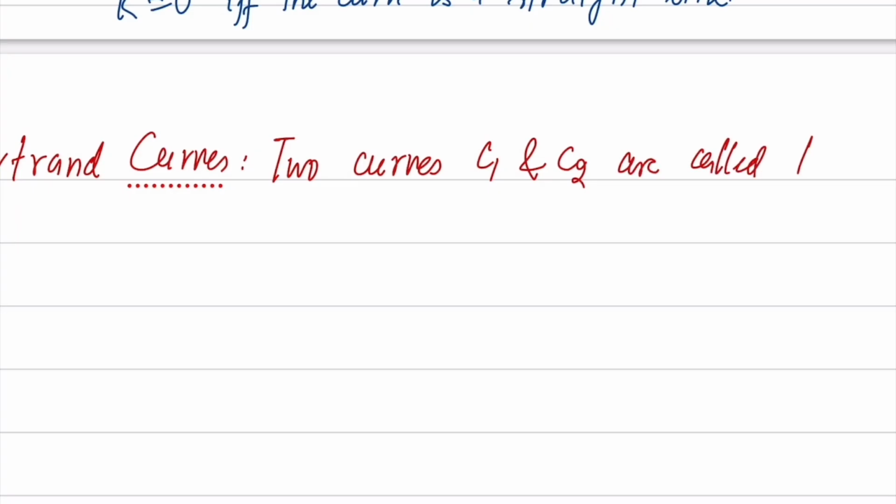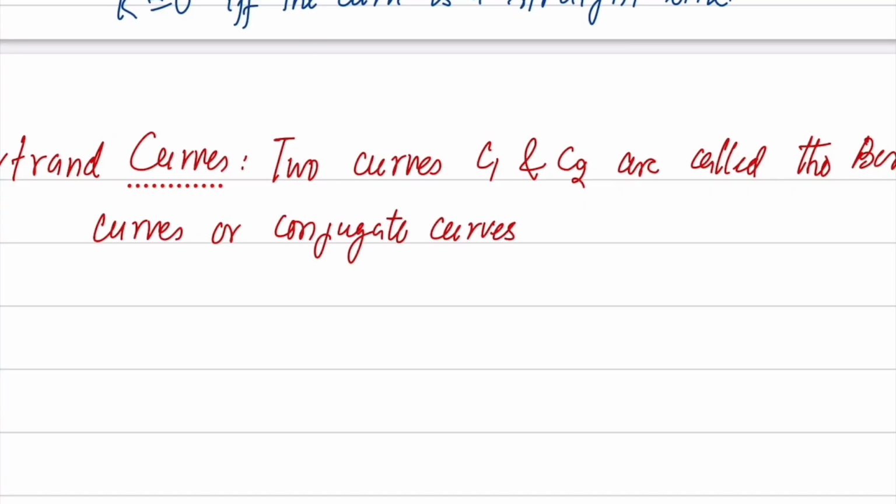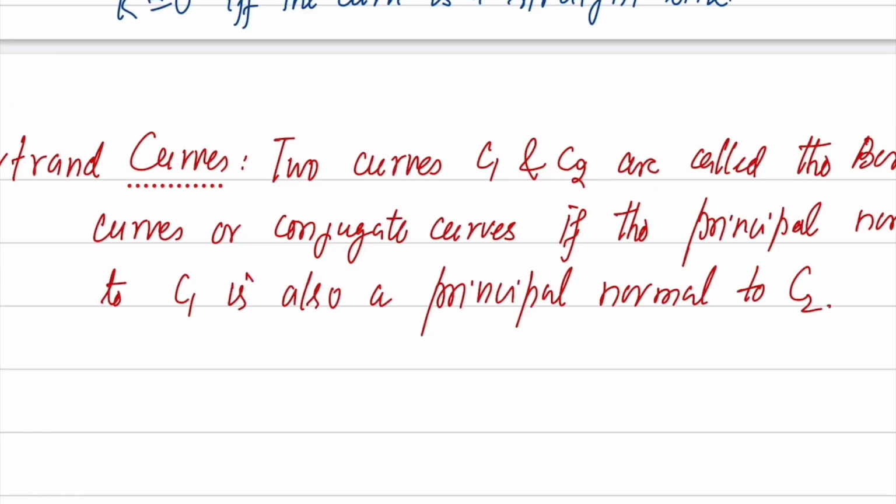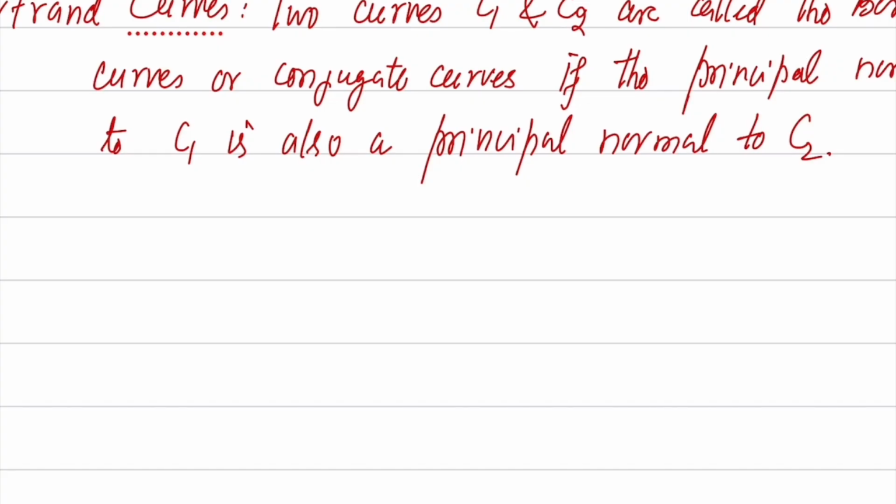So how do we define the Bertrand curves? Two curves C1 and C2 are said to be Bertrand curves, or we also call them conjugate curves, if the principal normal to C1 is also a principal normal to C2. Now we take up certain properties of these Bertrand curves.